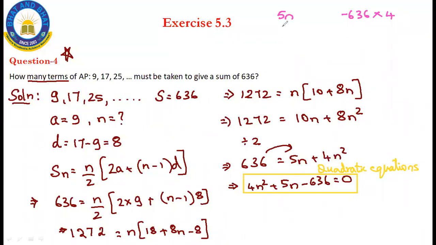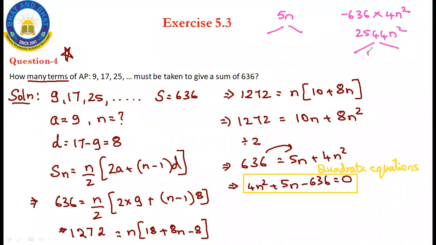I have to split this such that the addition of these two terms will give me 5n. At the same time, the multiplication of these two terms will give me the answer over here. So minus 636 into 4. How much is minus 636 into 4? Quickly do it and let me know the answer. Yes, 2544. Yes, 2544 n square.